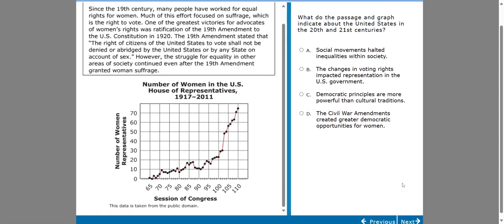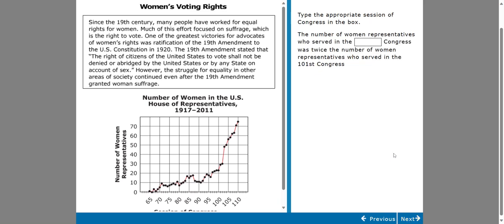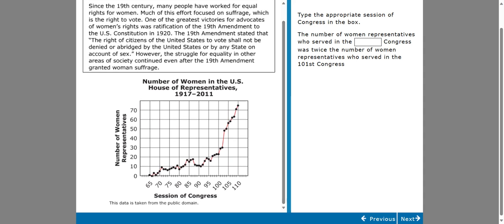Tough question here on question number 4, again, with just the information that's provided. This next one is focused more on the chart itself because it's asking to type the appropriate session of Congress in the box below. This does not really have to do with the text. It really has to do with your understanding of reading charts and graphs and understanding that the number of women representatives who served in the Congress was twice the number of women representatives who served in the 101st Congress.